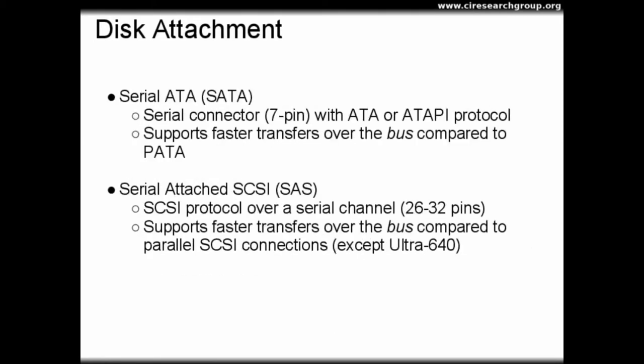Now, in modern times, serial interfaces between the motherboard and the disk have replaced, for the most part, the parallel interfaces. For ATA-style disks, we have serial ATA, or SATA, which replaces the 40-pin connector with a 7-pin connector, still uses the same protocol, either ATA or ATAPI protocol, and serial-attached SCSI, or SAS, which uses the SCSI protocol over a narrower channel consisting of 26 to 32 pins. Both of these new serial attachment mechanisms support higher bus transfer speeds, enabling theoretically faster devices to be attached to the motherboard. This does not necessarily mean, however, that the disks have gotten that much faster.